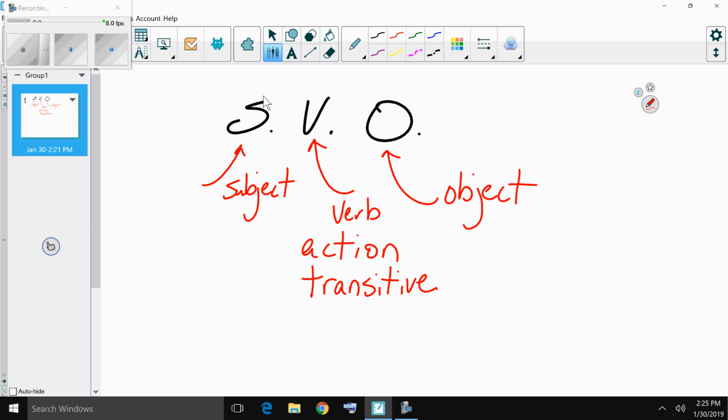Okay. To determine the pattern of sentences, you have to learn how to take a sentence and pull it apart to its pieces. That's the goal here today. So, we're going to take an example sentence.